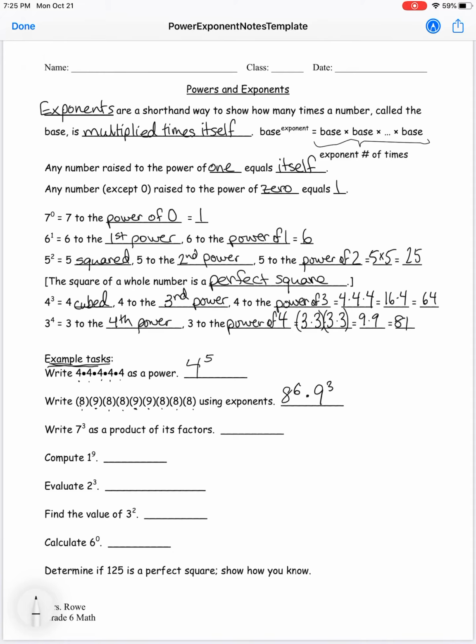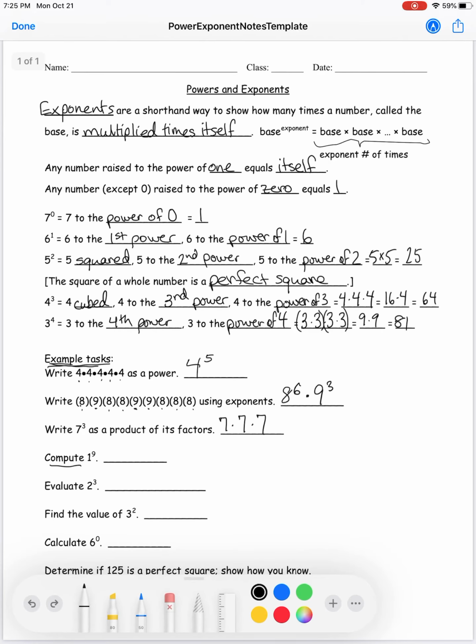Let's see, write 7 to the 3rd power as a product of its factors. That you can write 7 times 7 times 7, not computing anything. Compute 1 to the 9th power. Compute means I am going to compute something. However, 1 times 1 is 1, times another 1 is 1, times another 1 is 1, times another 1 is 1, and so on. Doesn't matter what the exponent is. 1 to any exponent is going to equal 1.